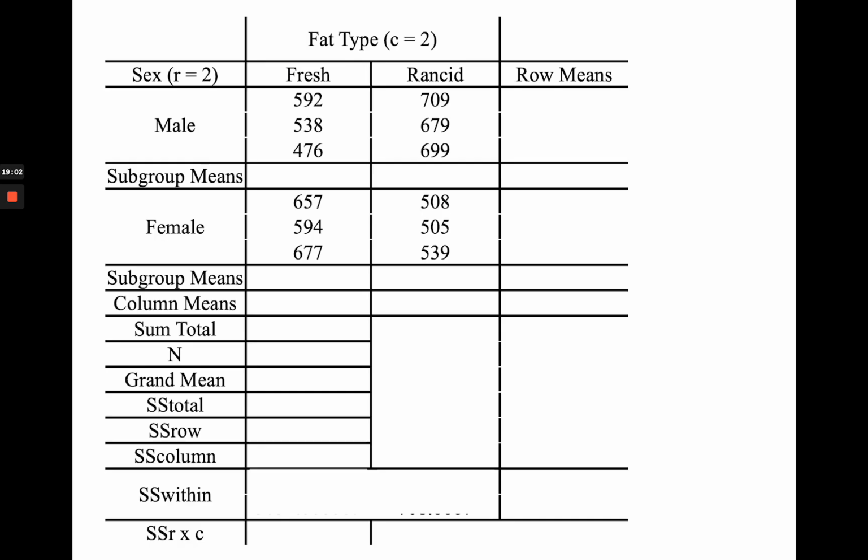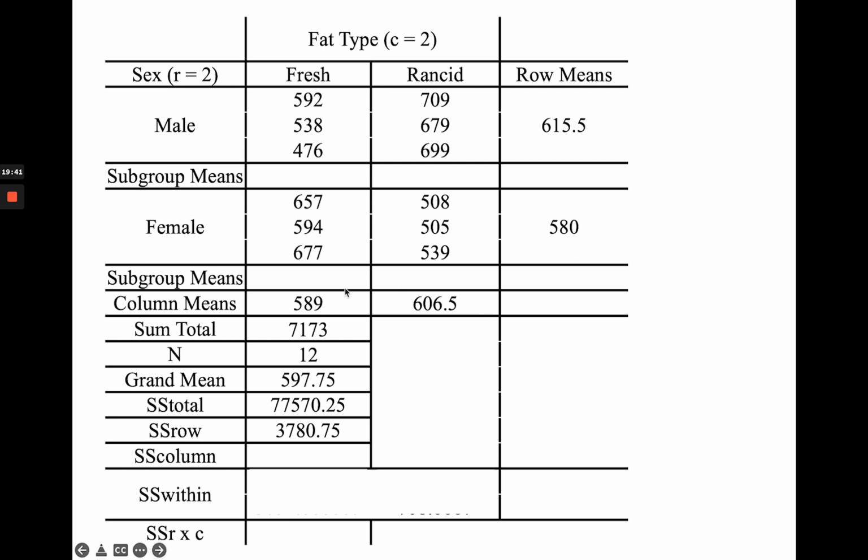So this is what it looks like. You can see that I've just taken the rancid data and put it in the fresh column, and put the fresh data in the rancid column. Now the row means are still the same. Oh, sorry, the total is still the same, which means the grand mean is still the same. So the sums of squares total is still the same. Sums of squares row is still the same because the row means haven't changed. But sums of squares column changes because the column means are now different. You will notice that these column means are now much more similar to the grand mean than they were in the previous iteration of this example.